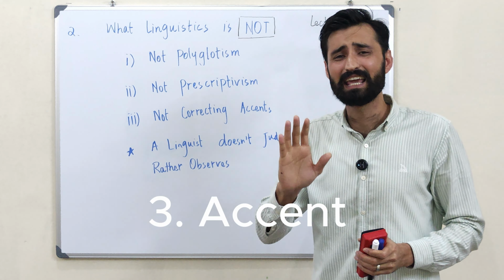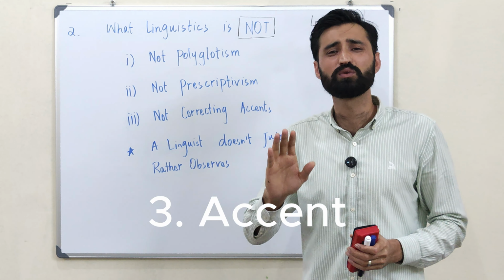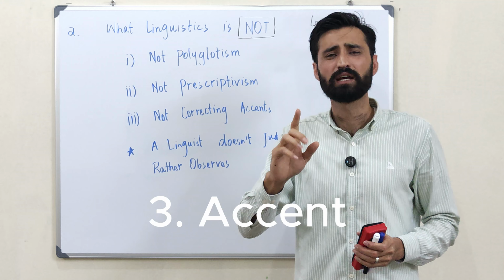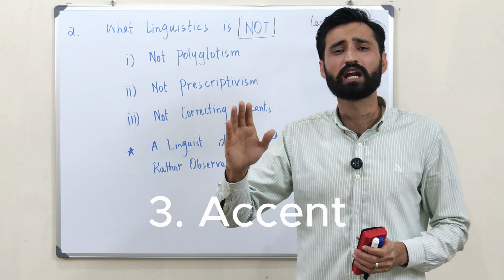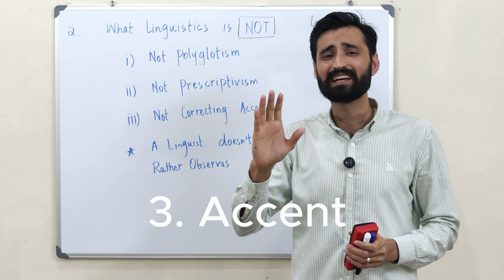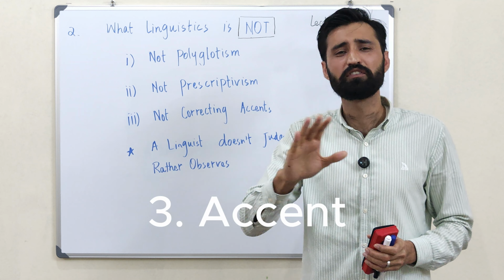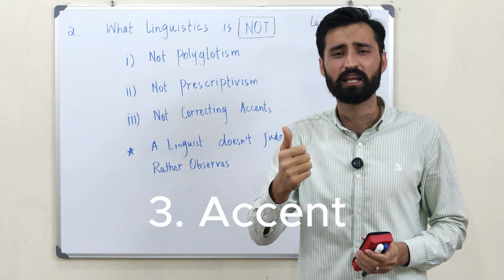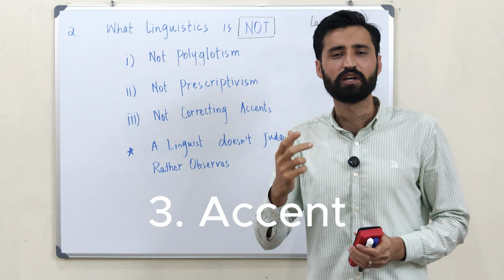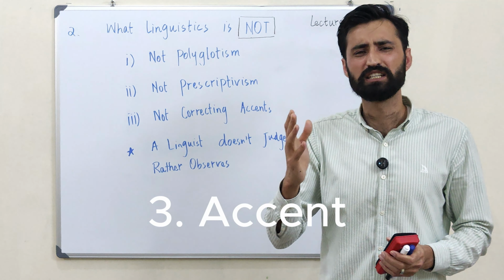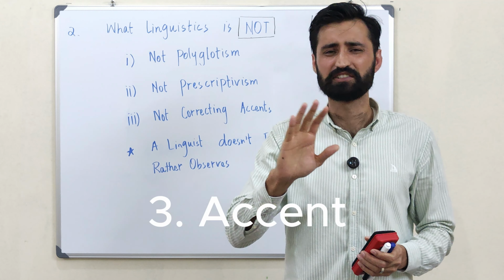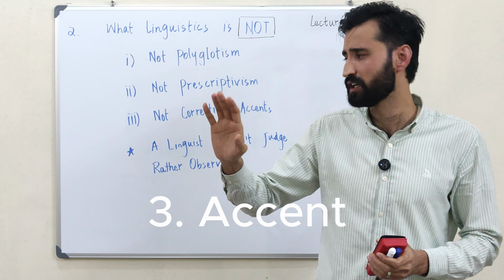So linguistics again is not only related to correcting accents. Now, we know that there are so many different varieties of the English language, and accent is the way we speak, the way we utter words. So we have different varieties, like American English, British English, Australian English, Chinese, Pakistani, Indian English, etc. So these are the different varieties.